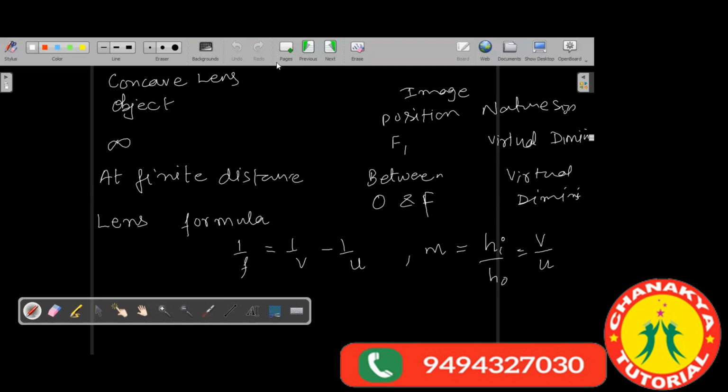So magnification was minus V by U, right? No, V by U. Sir, done, sir. For mirror, the magnification was minus V by U, but for lens, the magnification is just V by U. Okay, sir.